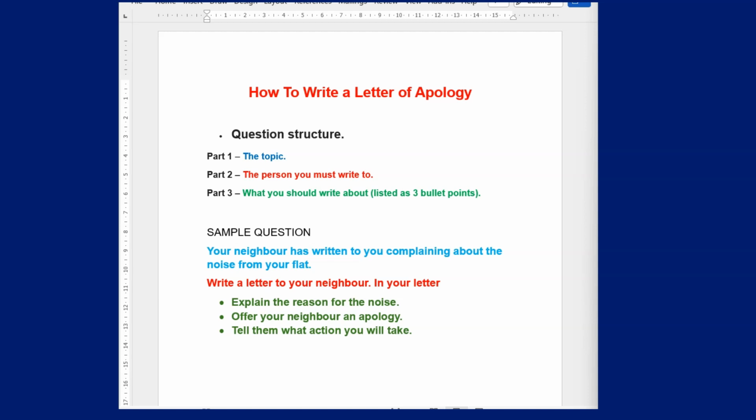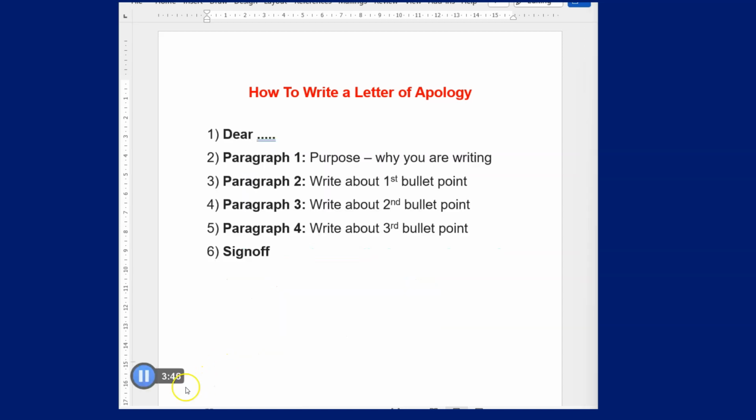Now let's look at how to structure this particular letter. So we look at the layout of the IELTS letter when it comes to apology. The layout of IELTS letters should follow the structure of the question and consist of 4 paragraphs with a greeting at the beginning and a sign off at the end. So we are going to use this layout to remember the 6 parts that we're going to use for our structure. The first part, you just start with a greeting.